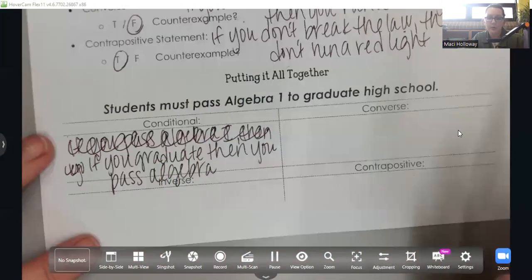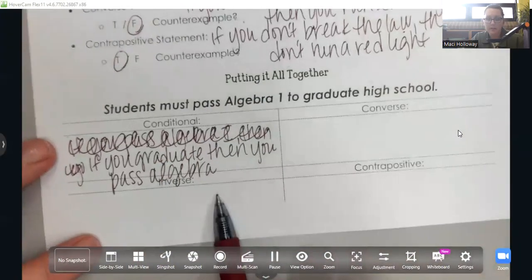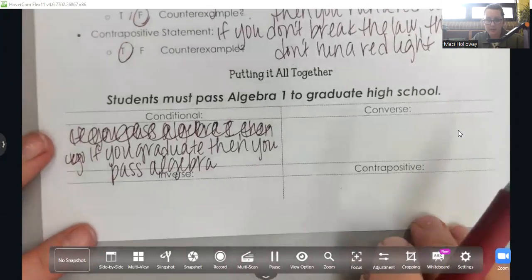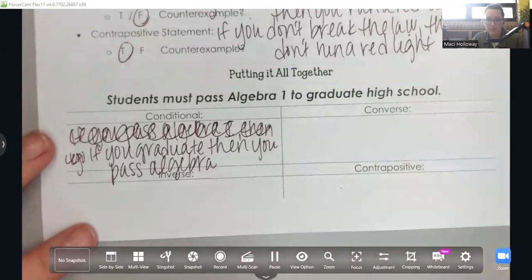All right, your goal is to write the converse, the inverse, and contrapositive of these statements. And we'll do those together in class.